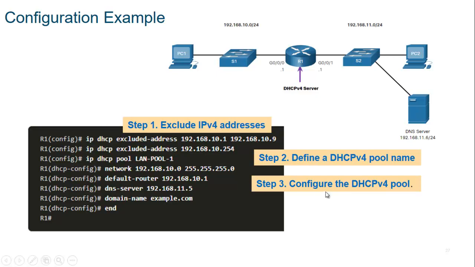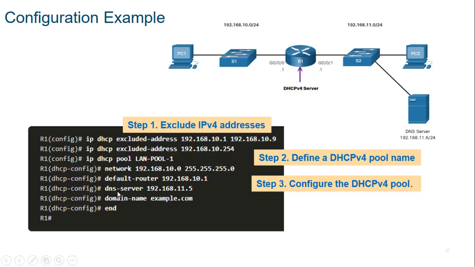Step 3 is to configure the DHCP version 4 pool. Now we have the pool name, we know the addresses we want to exclude, and this is what we have. The network address, network 192.168.10.0, and then the subnet mask. The default router for anyone getting an IP address from this pool is 192.168.10.1. See here, the default router is 10.1. No other hosts or devices will get that address aside from the router because that address is excluded.